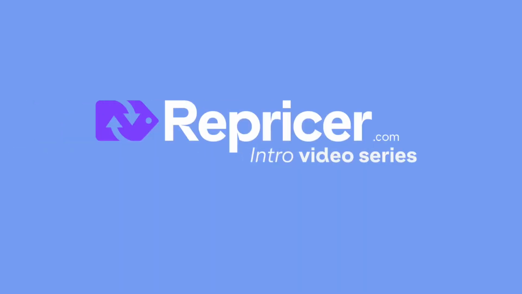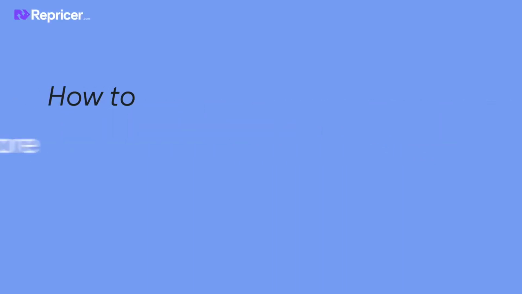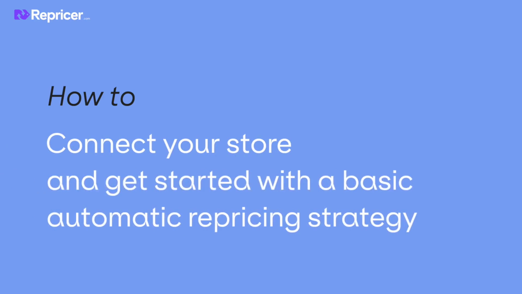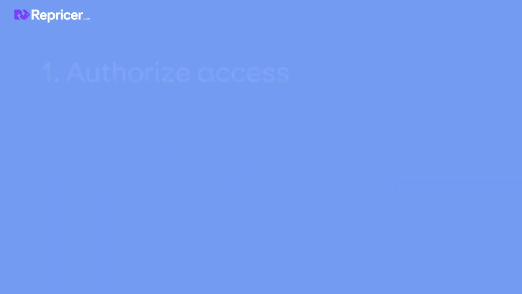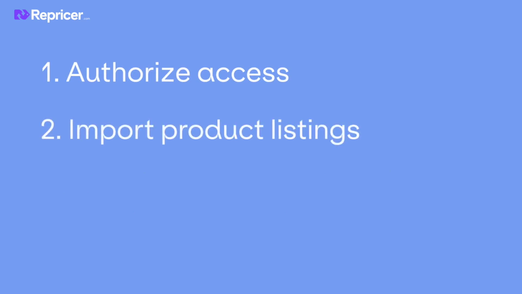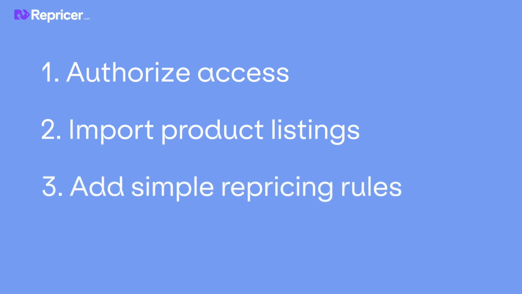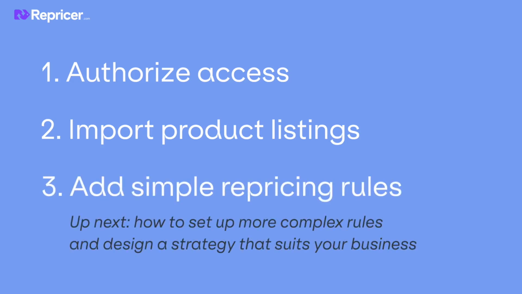Hi there! In this video, we'll show you how to connect your store and get started with a basic automatic repricing strategy. We'll start by authorizing access, then we'll import your product listings from Amazon or eBay and add simple repricing rules. In future videos, we'll show you how to create more complex rules and help you design a strategy that suits your business.